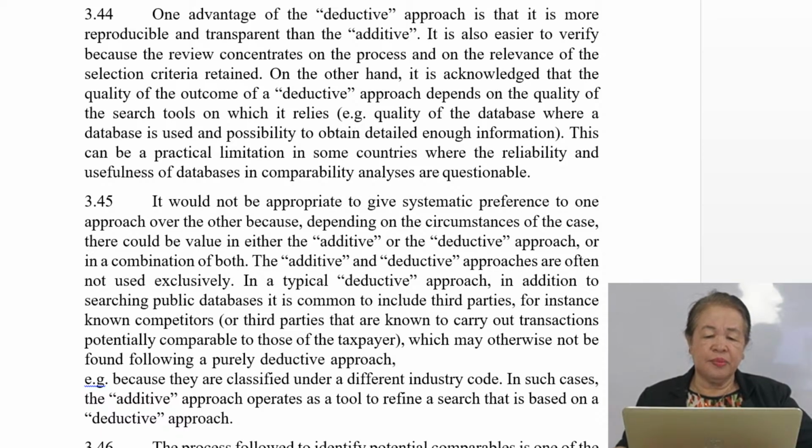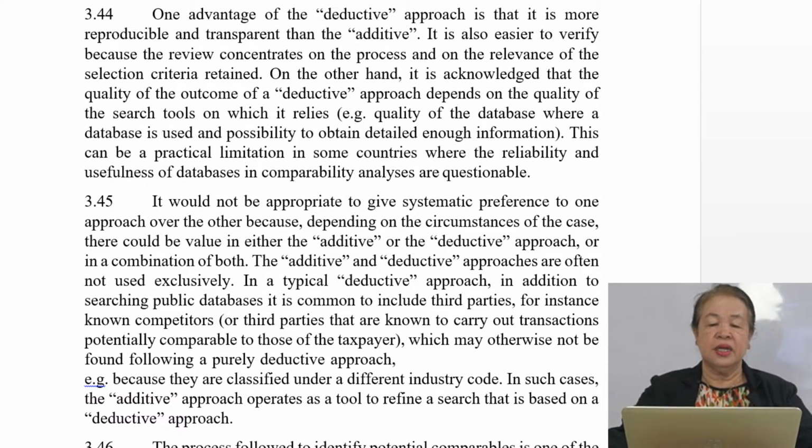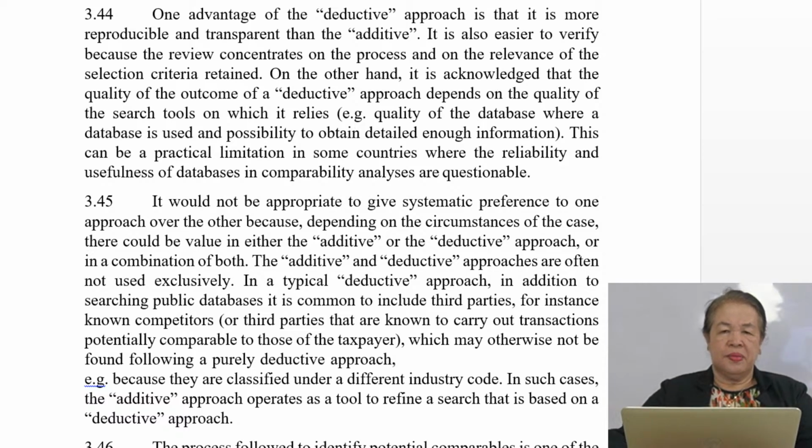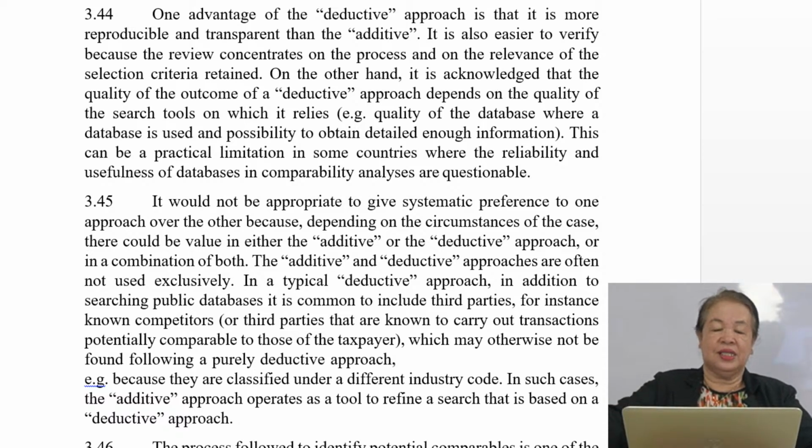It would not be appropriate to give systematic preference to one approach over the other because depending on the circumstances of the case, there could be value in either the additive or the deductive approach. So depende daw yan, no? Sa additive or the deductive approach or in a combination of both. Para sa akin, it's the analyst, no, who will decide.